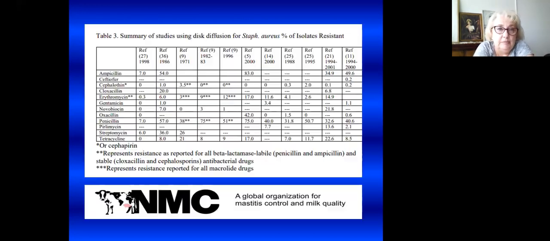Next slide, please. This is a table with all data, a collection from, I think, Europe. Resistance to antibiotics is lower than in humans, but we can see the rising of resistance. In 1998 it was 7% to ampicillin. In 2000 it is 49, almost 40.